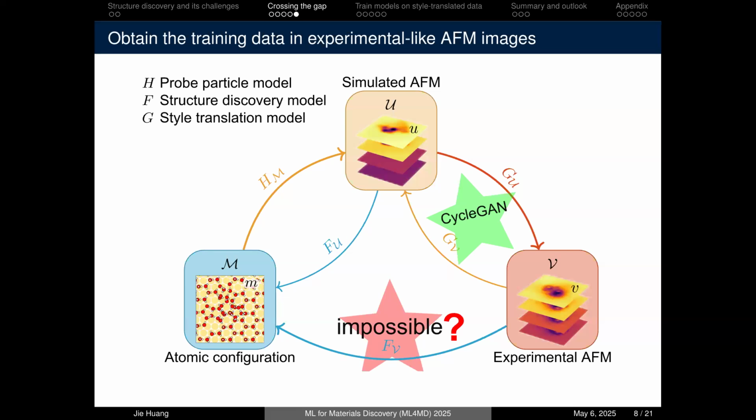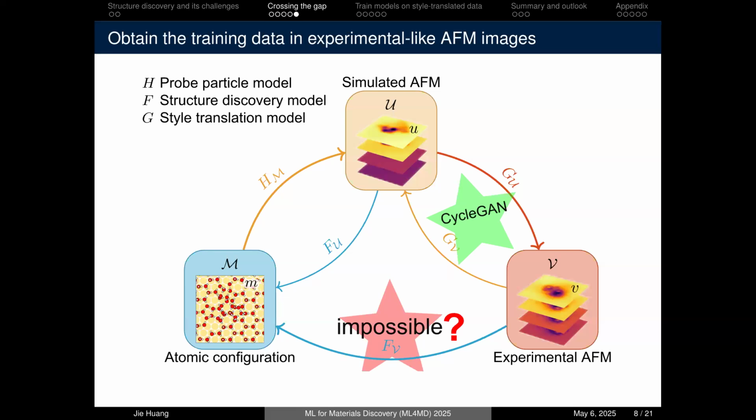Hi, thank you for the talk. So here I see there's two ways now. You've completed the loop from atomic configuration to experimental AFM. So couldn't you just now use CycleGAN from experimental images to get to simulated images, and then you already have this transformation that you said previously done? So can't you, in that way, generate these quote unquote labels for the experimental ones already?